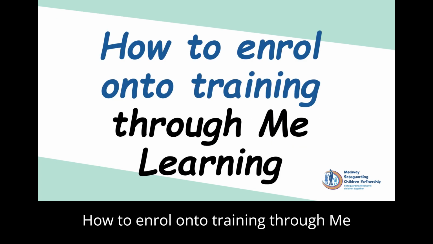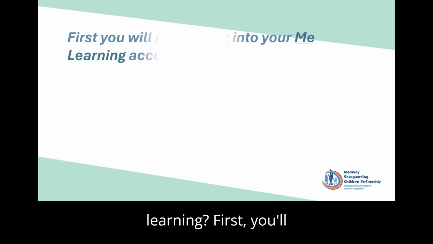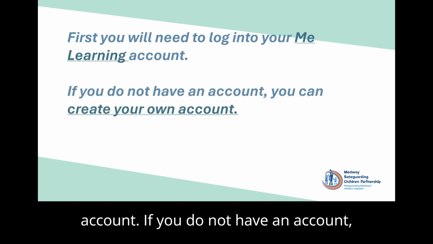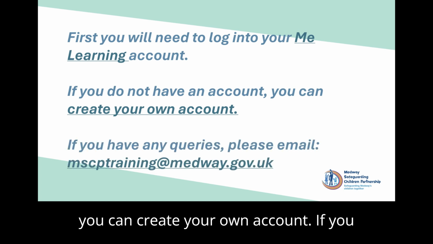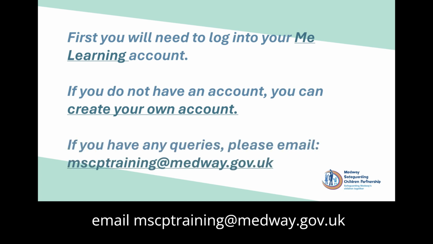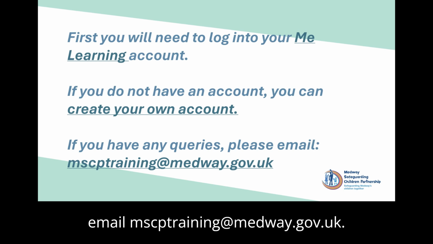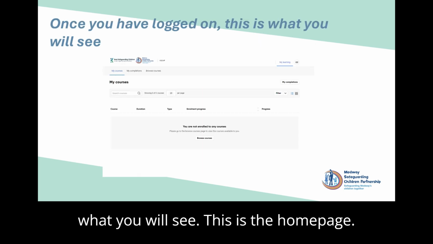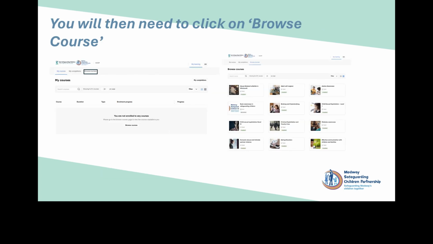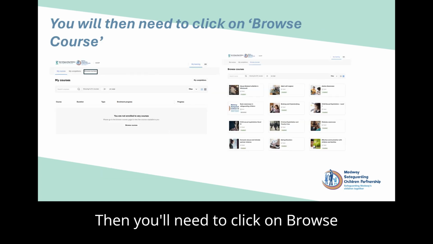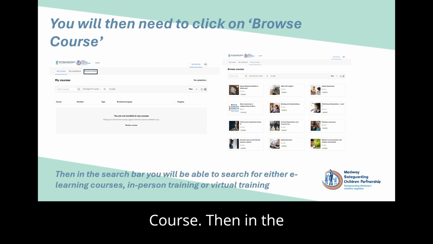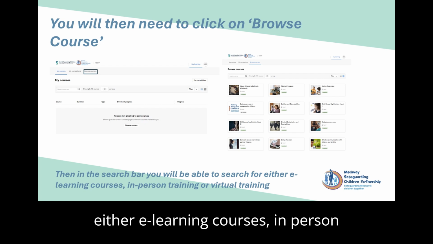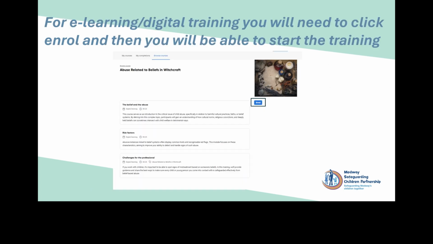How to enrol onto training through me-learning. First, you'll need to log into your me-learning account. If you do not have an account, you can create your own account. If you have any queries, please email mscptraining@medway.gov.uk. Once you've logged in, this is what you will see. This is the home page. Then you'll need to click on Browse Course. Then in the search bar, you'll be able to search for either e-learning courses, in-person training, or virtual training.